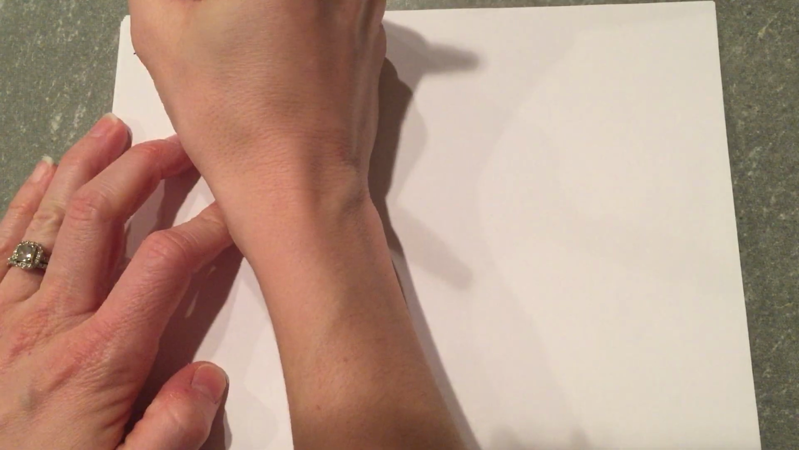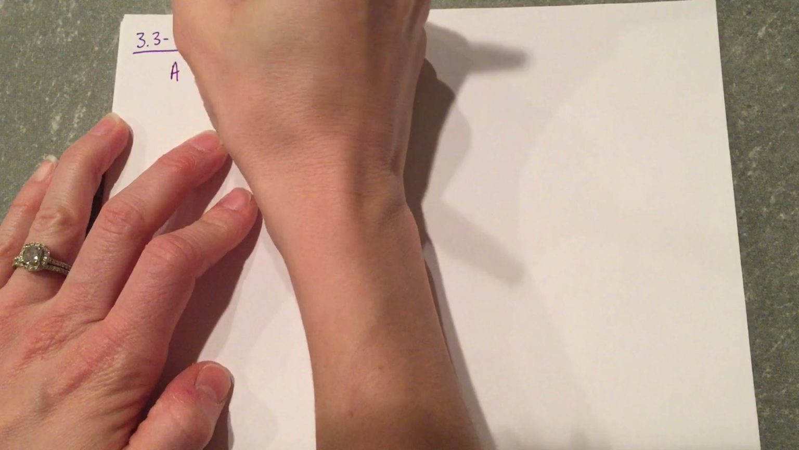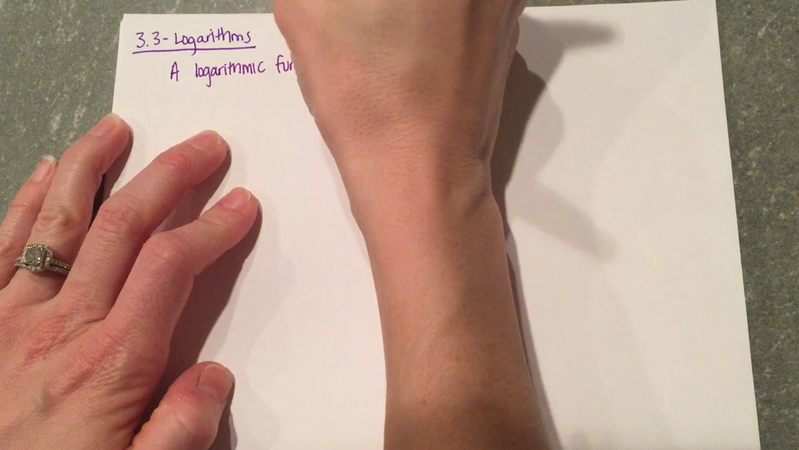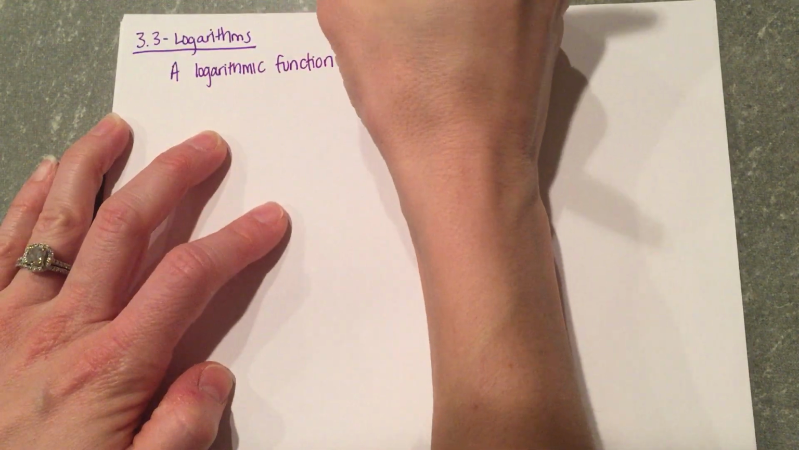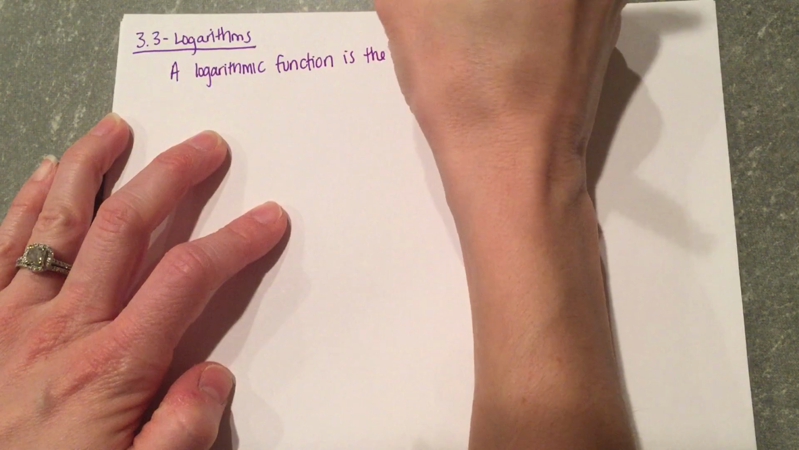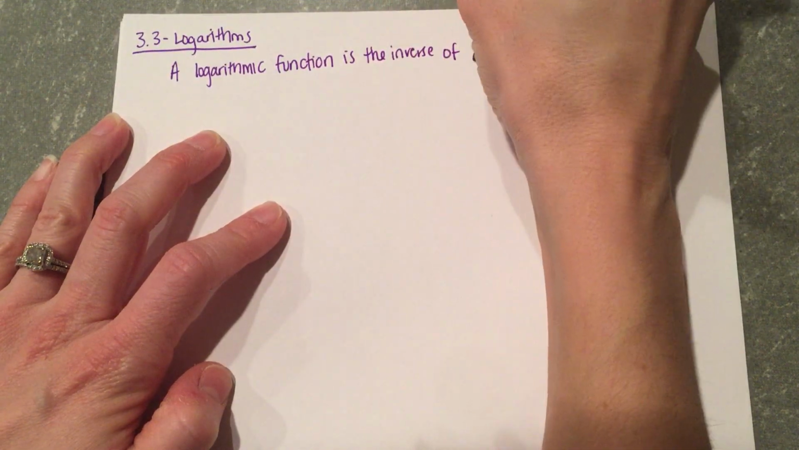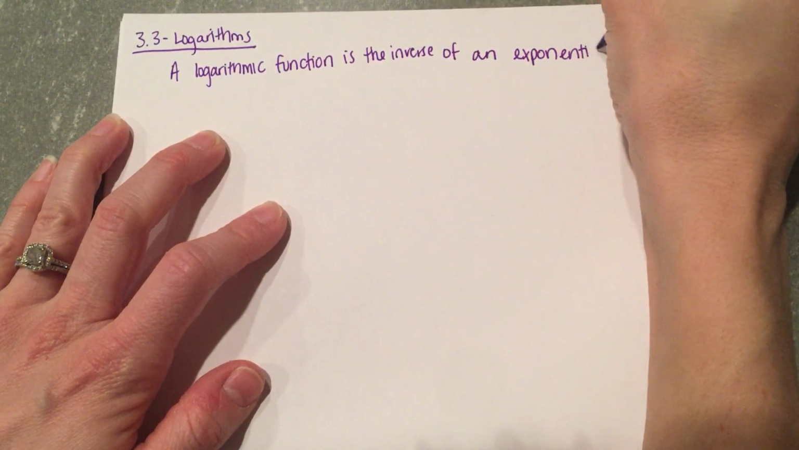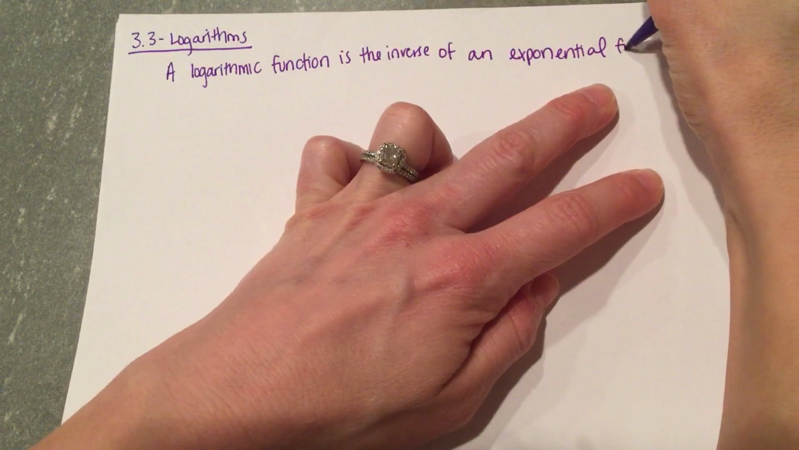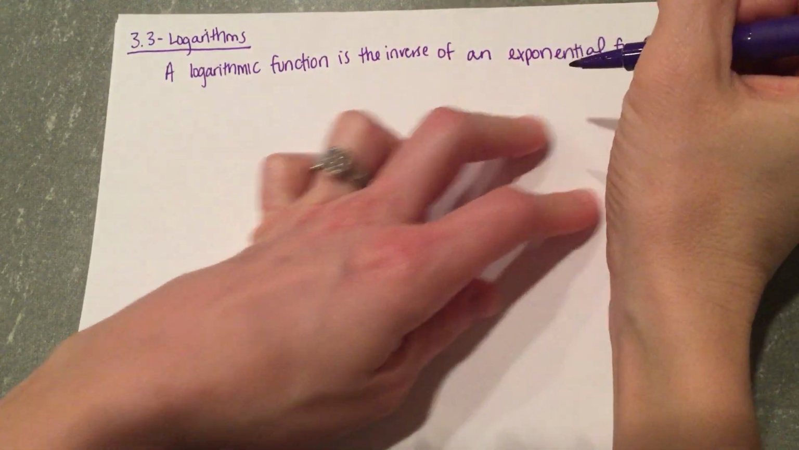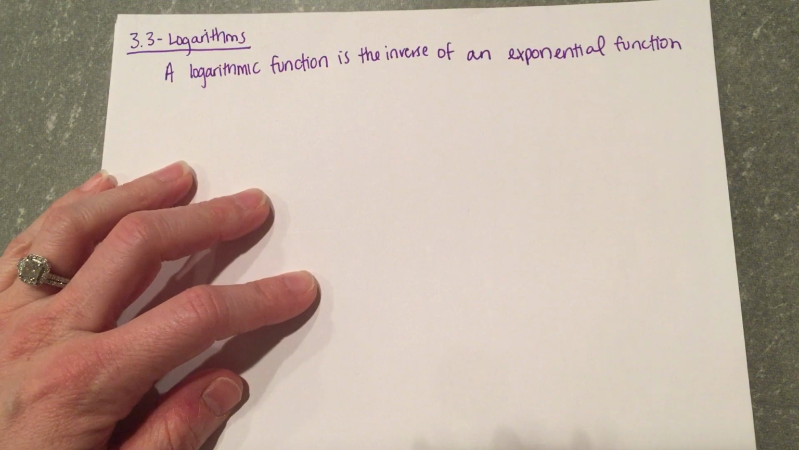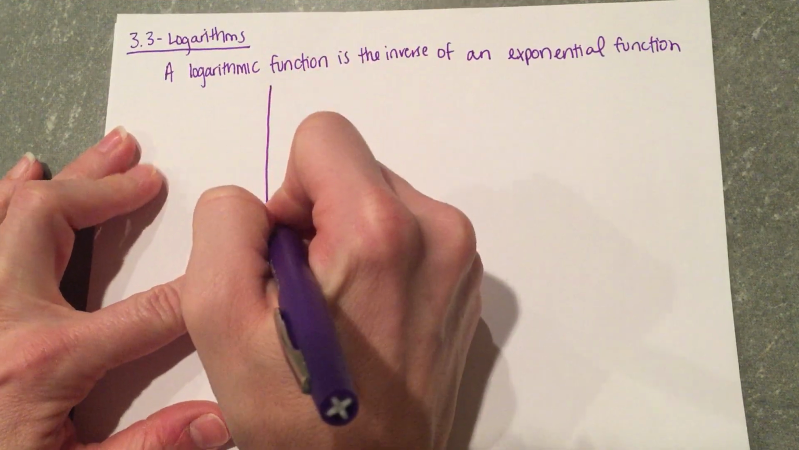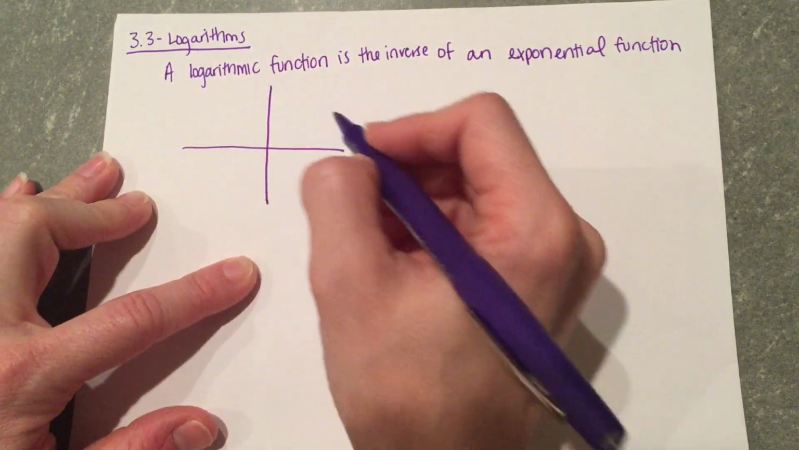So, just kind of starting with the basics. A logarithmic function is the inverse of an exponential function. So, if you remember from when we did the function packet, inverse functions are reflections over the line y equals x. So, we just learned about graphing exponential functions.